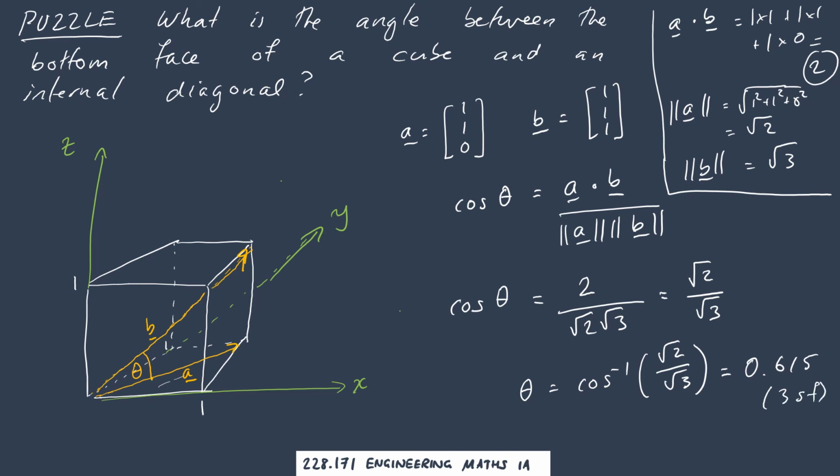Now, it's all very well stating things in radians, but it's often better to state the final answer in degrees so that it's easy for a person to understand. So I take my 0.615, I multiply it by 180 over pi to get degrees, and I get approximately 35.3 degrees. And looking at our picture, that seems reasonable. It seems like it should be less than 45, and that seems like an answer that makes sense. So we'll stop there.